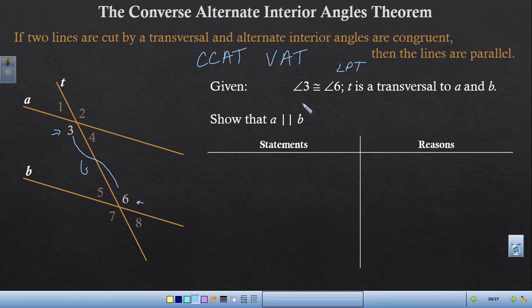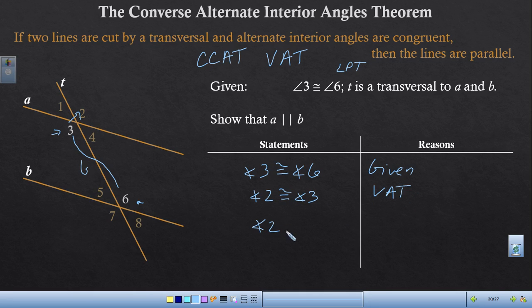We want to get corresponding angles. So we start here, and then we go 3 to 2, or you could go 6 to 7, either one. 3 to 2 means that 2 and 6 correspond. 6 to 7 means 7 and 3 correspond. Angle 3 is congruent to angle 6, given. Angle 2 is congruent to angle 3, vertical angles theorem. So angle 2 is congruent to angle 6, transitive property. Now I use the corresponding congruent angles 2 and 6. I say A is parallel to B by the converse corresponding angles theorem.